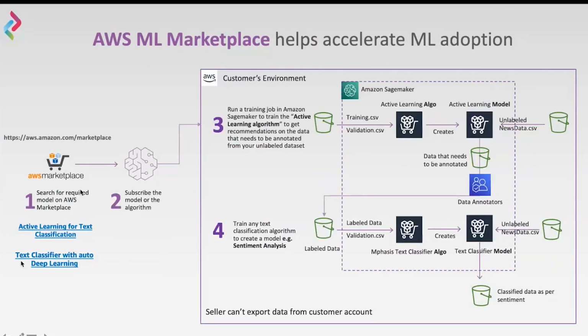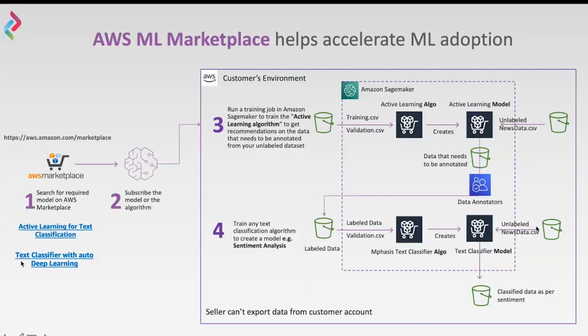So let's take a look at the steps. There are 4 simple steps here. First thing that you do is you go to AWS Marketplace, which is aws.amazon.com/marketplace, and you search for these 2 algorithms. You subscribe to them using a few simple clicks. And the third thing is the part where you would use active learning to understand what part, or how many data samples, from this unlabeled news headline data set are the ones that you need to tag to be able to train this sentiment analysis model in the 4th step.